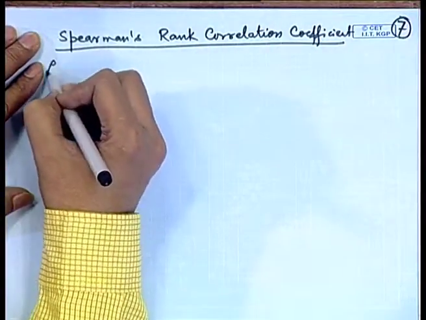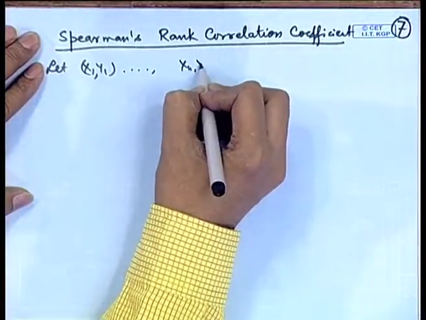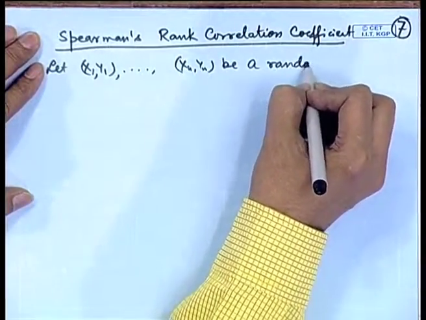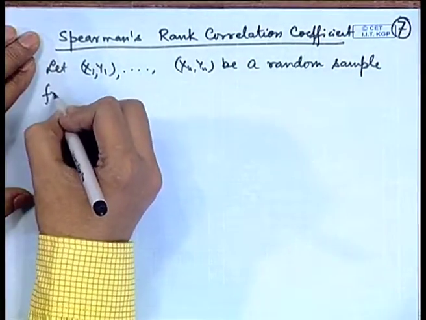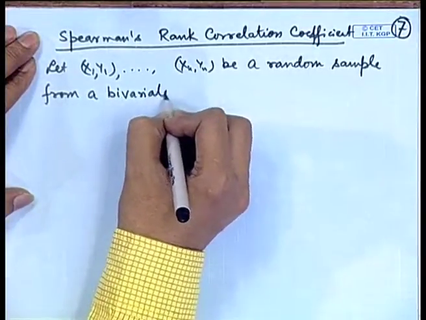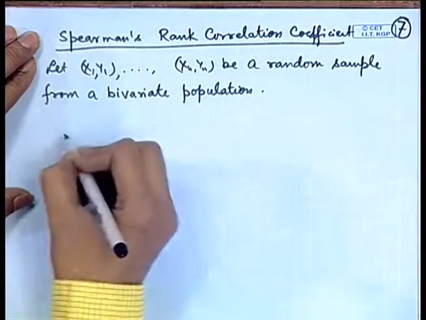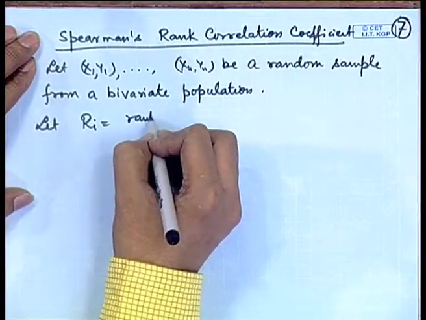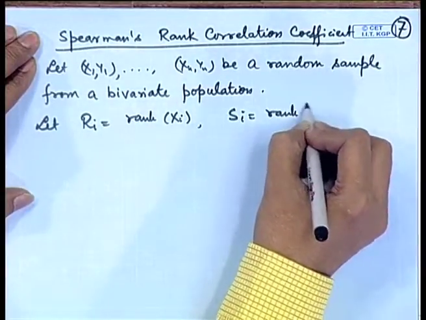So, let (x1, y1), (x2, y2), ..., (xn, yn) be a random sample from a bivariate population. Let Ri be equal to the rank of xi and Si be, say, the rank of yi.